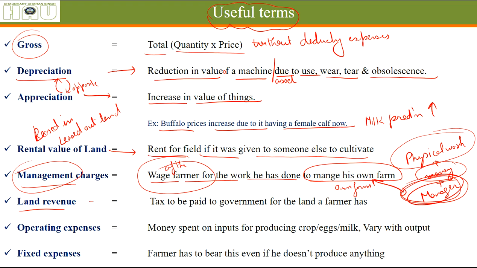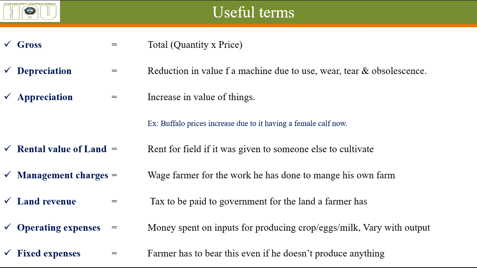Land revenue is the revenue or tax the government collects from the farmers in proportion to the number of hectares or acres they have. Operating expenses vary with the level of output. This is the money spent on buying inputs for producing our crops. Fixed expenses are those we have to bear even if we don't produce anything. I've told you several times what the fixed expenses are. Just recollect, and you will be good to go.